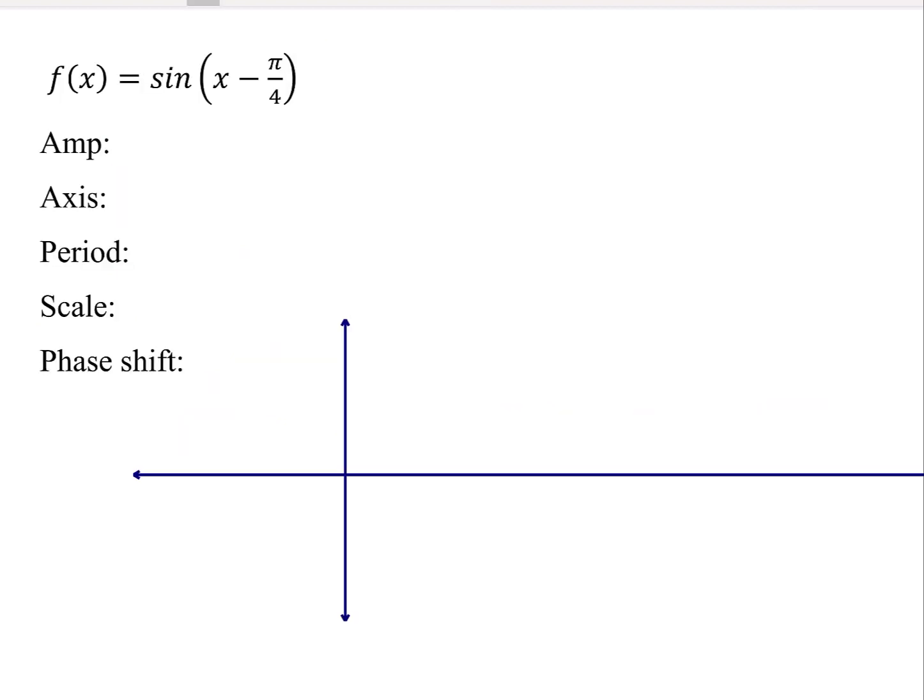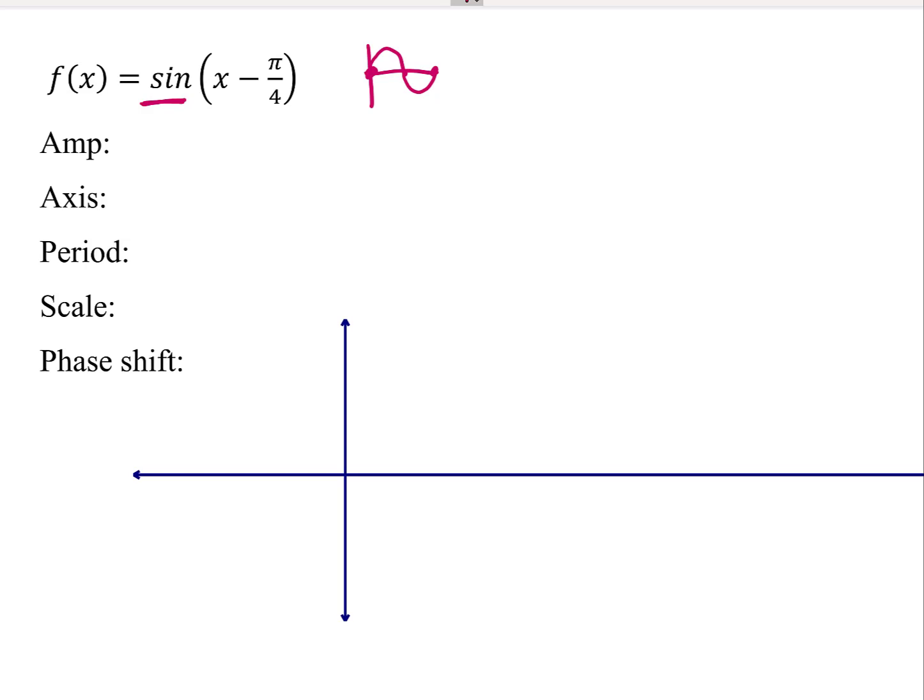In the next question, we have a sine curve, and you'll notice that the pi over 4 is subtracted directly to the x. That means that we have a shift that is horizontal, and we identify this as a phase shift. We have a sine curve, so in my brain, I'm thinking, what does a sine curve look like? It typically starts at 0, 0, we go high, and then we go low, and then we end on the axis.